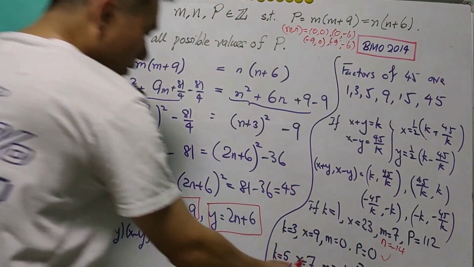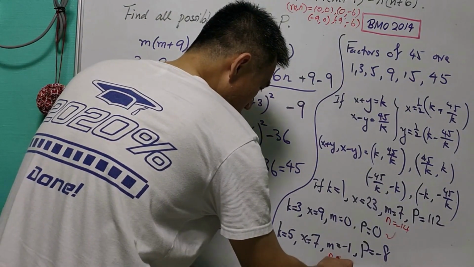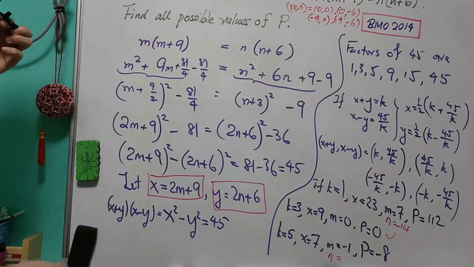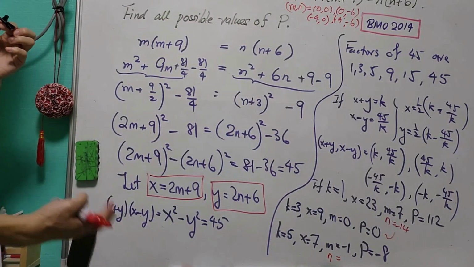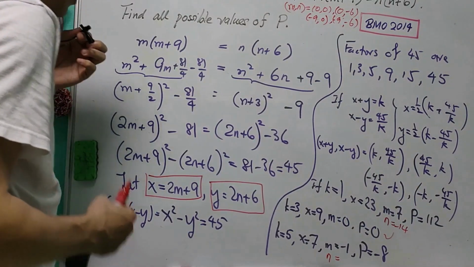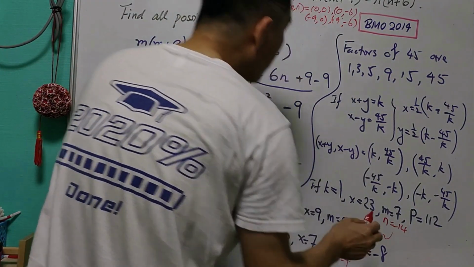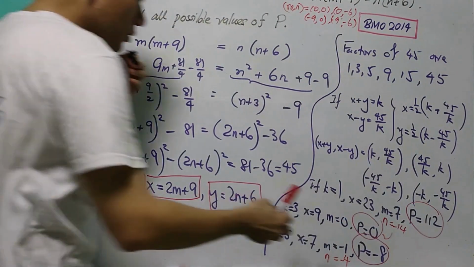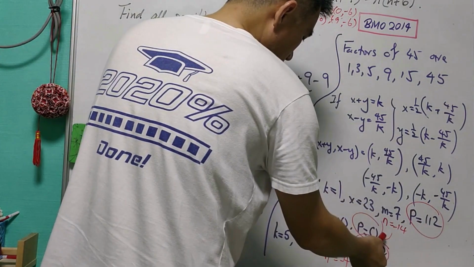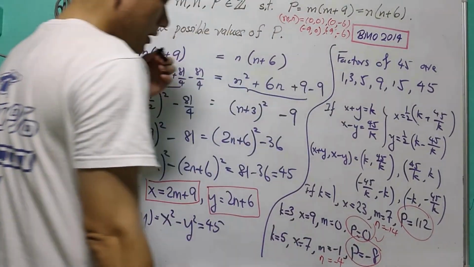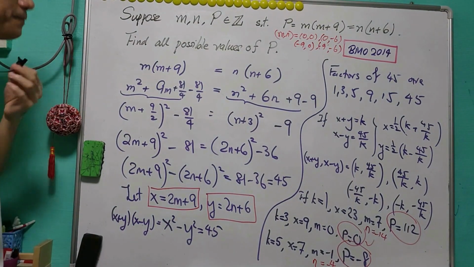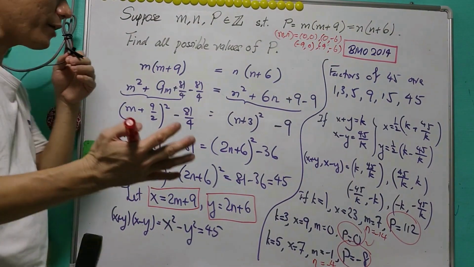And finally, we need to check that when m equals negative 1, there is a corresponding value of n such that p equals negative 8, and the value of n equals negative 4. So we conclude that p equals 112, p equals 0, and p equals negative 8 are all its possible values. With this, we have done this question.